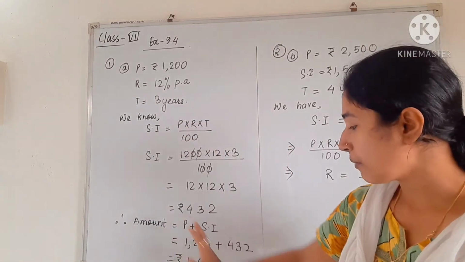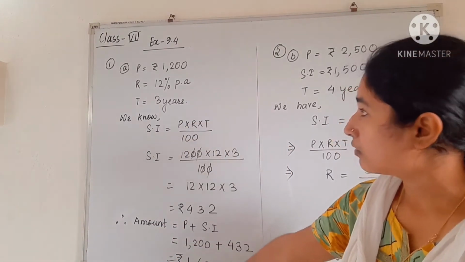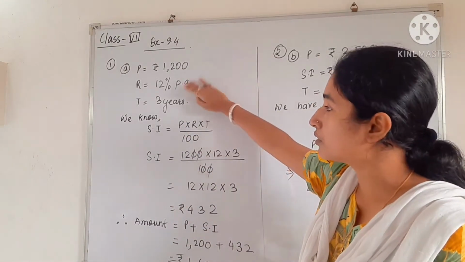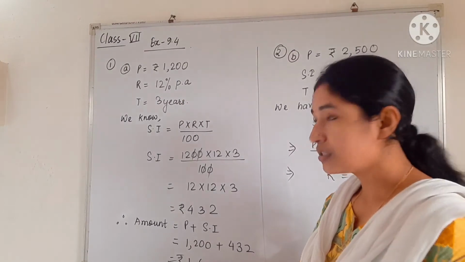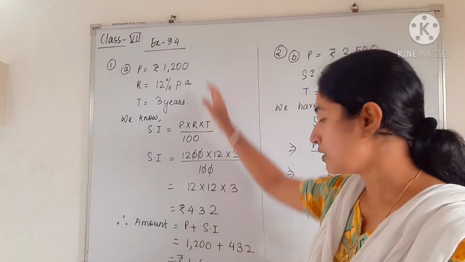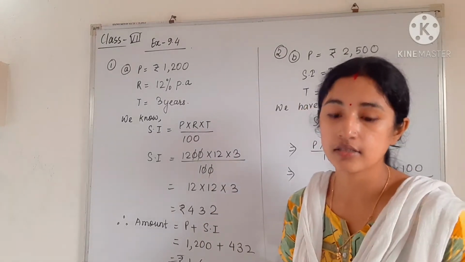So what amount will we get? Previously the principal was 1200. So after 3 years we will get 1632. That is, simple interest is added to the principal. So this is the final answer.